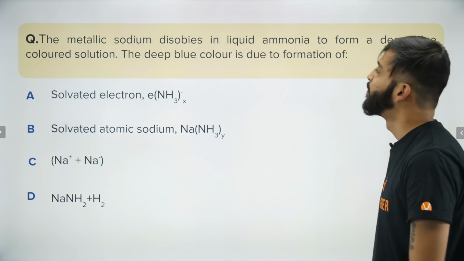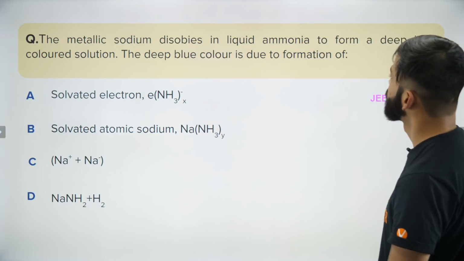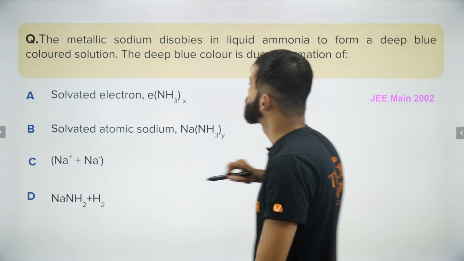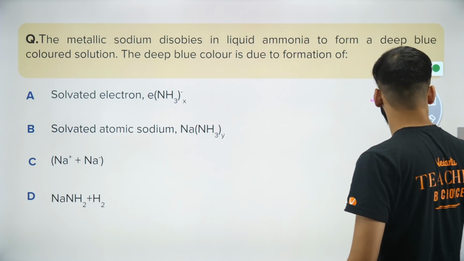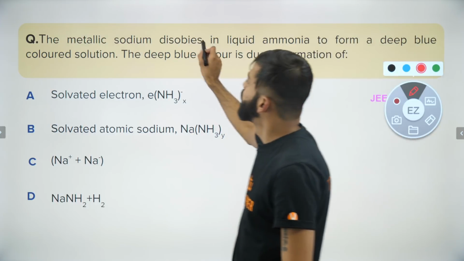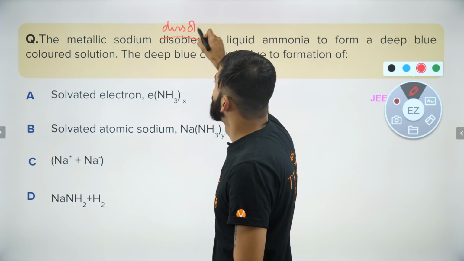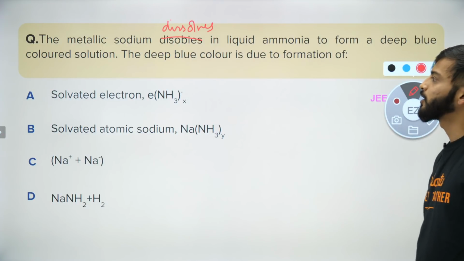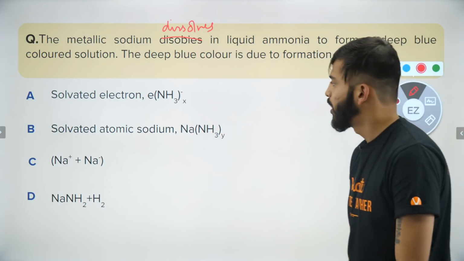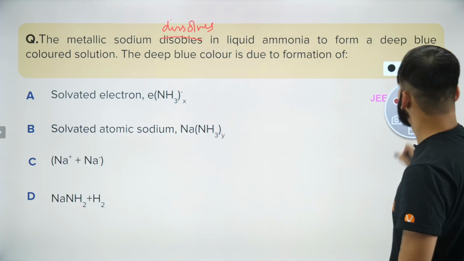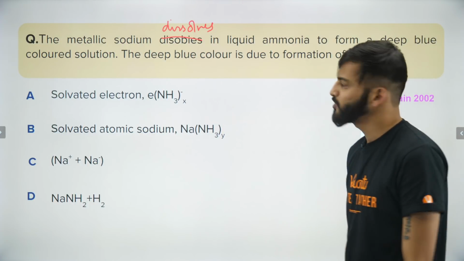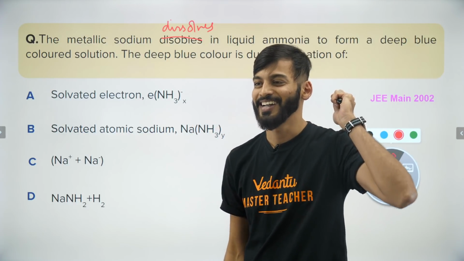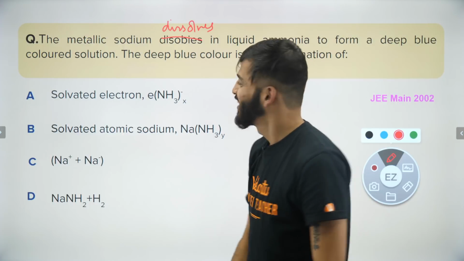बहुत सही है. The metallic sodium dissolves in liquid ammonia to form a deep blue colored solution. The deep blue colored solution is because of. अरे वाह, this question came in JEE in 2002 again. How simple is that? And everyone is telling me, wow, I am loving the participation right now. बहुत मजा आ रहा है. ऐसे मजा आता है पढ़ाने में. Beautiful. So answer is A.